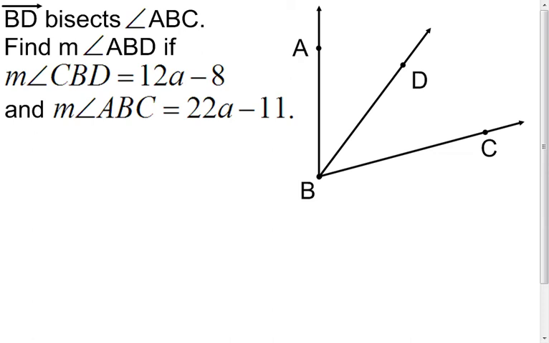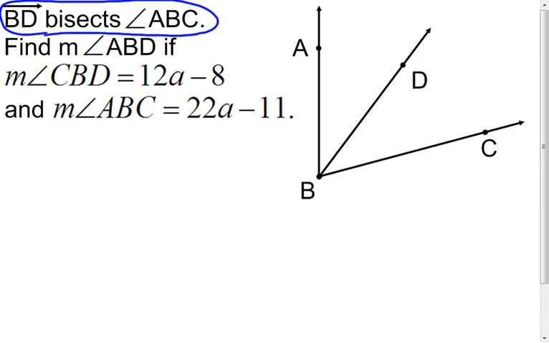It tells me that ray BD bisects angle ABC. We want to find the measure of angle ABD if the measure of angle CBD equals 12a minus 8 and the measure of angle ABC equals 22 minus 11. Now in my head, that's kind of confusing as I read it out loud because there's a lot going on. Now, break it down into little pieces and it's not going to be quite so bad.